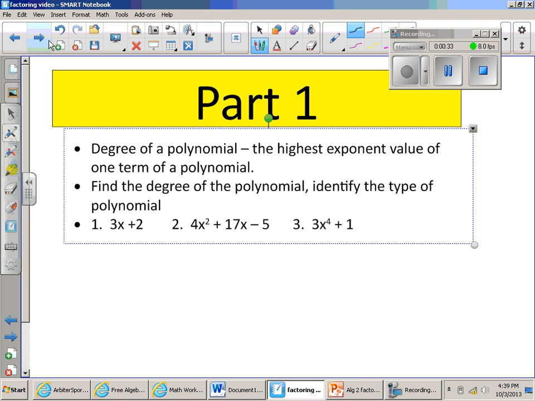First thing we need to look at is the degree. The degree of a polynomial is the highest exponent value of one term of a polynomial. Let's find the degree of these three polynomials. Highest exponent, number 1, is 1. So our degree is 1. Number 2, highest exponent is 2. So 2 is the degree. Next problem, number 3, highest exponent is 4. So our degree is 4.